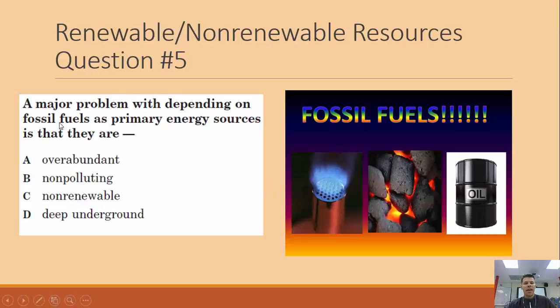A major problem with depending on fossil fuels, that's coal, oil, and natural gas, as the primary energy sources is... remember fossil fuels, here you got natural gas, coal, and oil. They are overabundant. Well, there's a lot of coal, oil, and natural gas, but that's not the major problem with them. They are non-polluting. They are polluting, and even if they were non-polluting, that still would not be a major problem. They are non-renewable. That is a major problem. The fact that if we're going to completely depend on fossil fuels for energy, eventually they can run out. So that is a problem. So C is the best answer.